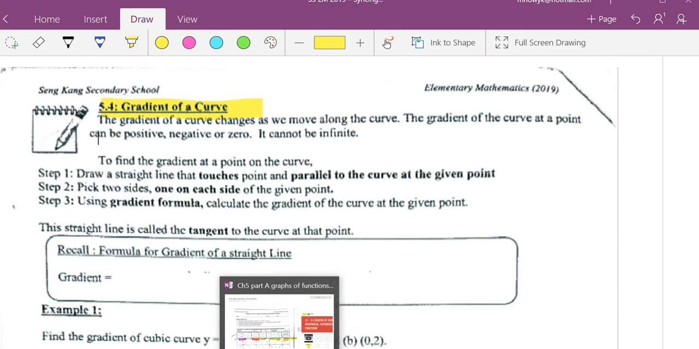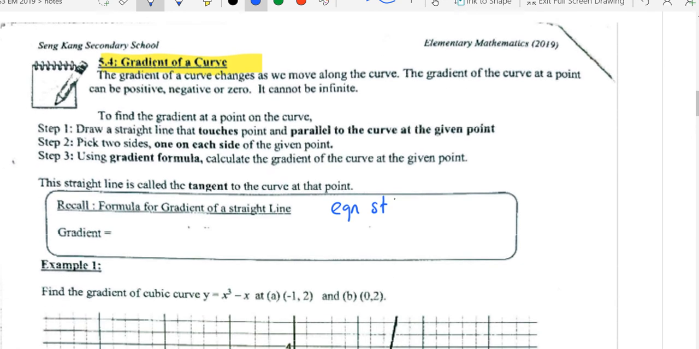Okay, so let me recall. Can you write down the equation of a straight line? Can you help me? What is the equation of a straight line? Do you agree with what your friend is saying? Y equals mx plus c. May I ask what is the gradient? Is it y gradient or m gradient or x gradient? So m is the gradient.